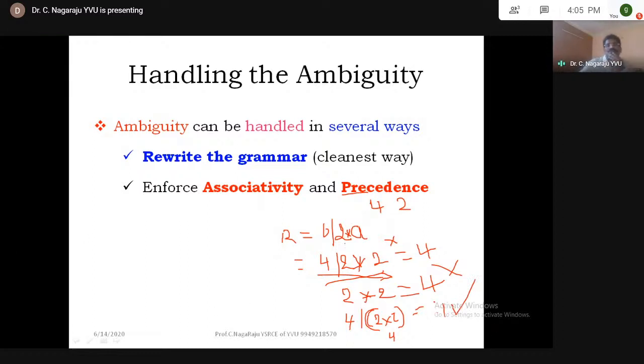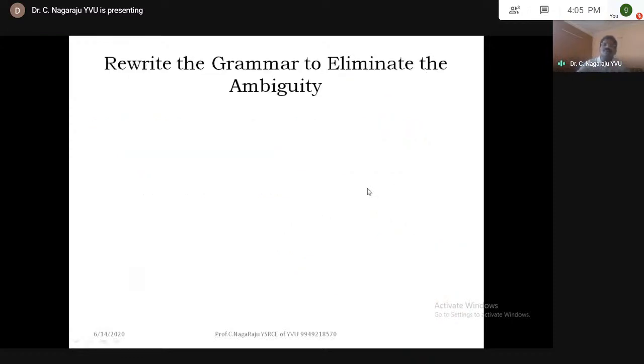But in the computer, most of the students, while writing the quadratic equation code, write r equal to b by 2 into a. According to syntax it is correct, but according to associativity and precedence, this is wrong. So whenever you are evaluating an expression, you should provide the associativity and precedence of the operators, so that we can eliminate the ambiguous grammar. Handling the ambiguity: first one is rewriting the grammar to eliminate the ambiguity.